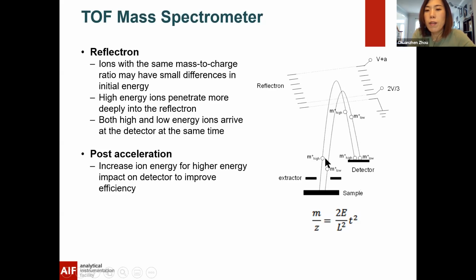So that means even though they have different energies, they don't fly the same length. The one with high energy flies a little bit longer, and the one with lower energy flies a little bit shorter. So eventually that cancels the difference in energy, and they go to the detector at the same time. And that gives you a very, very sharp mass resolution. If you don't have the reflectron, you will see much more spread in the peak. So the mass peak will be broader. That will make it a little difficult to assign the peaks: what are the ions, what is the chemical composition?